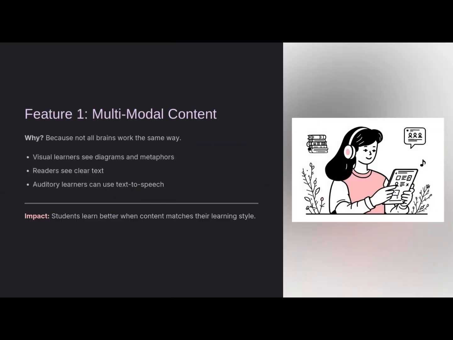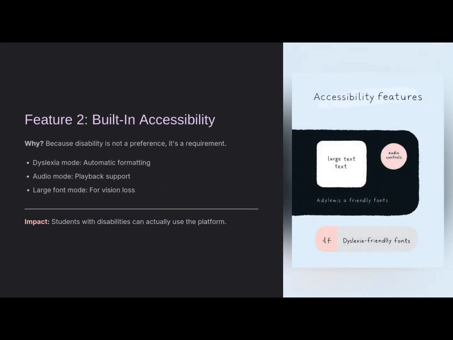Let me break down the key features and why each one matters for real learners. Feature 1. Multimodal content. And why this feature? Because not all brains work the same way. The impact it shows, students learn better when content matches their learning style. Feature 2. Built-in accessibility. And why this helps? Because disability is not a preference, it's a requirement. And in fact it shows students with disabilities can actually use the platform.